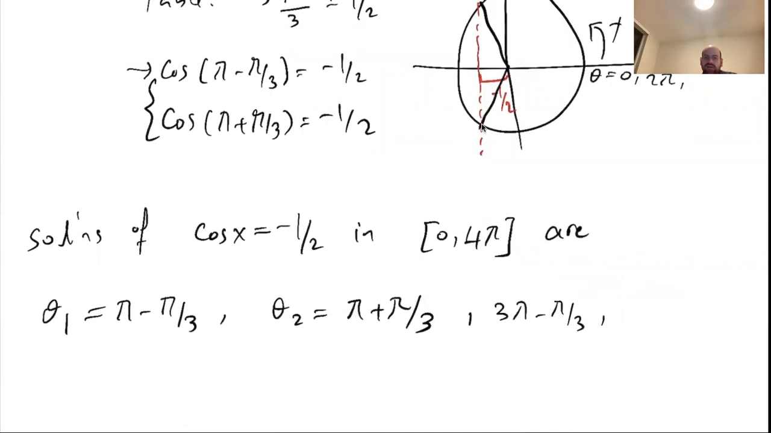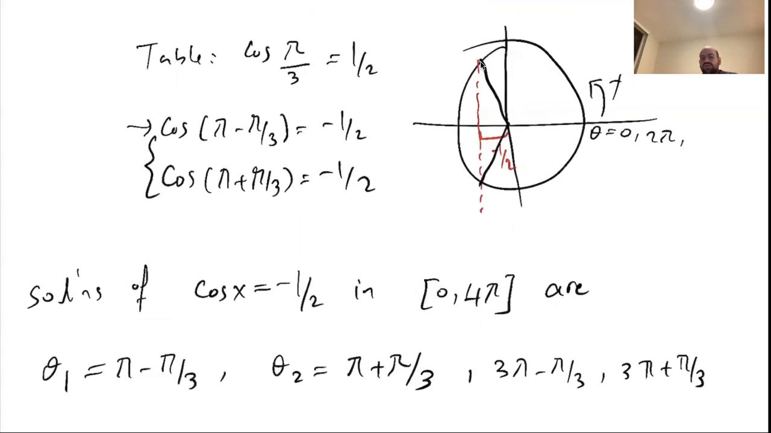And this angle here will also be 3 pi plus pi over 3. We know that if we have an angle and we add 2 pi to it, or we add a multiple of 2 pi to it, we'll still be in the same location on the unit circle. Therefore, the trigonometric values will still be the same.